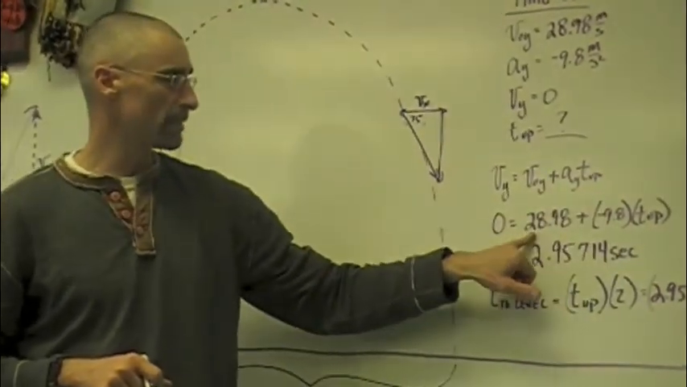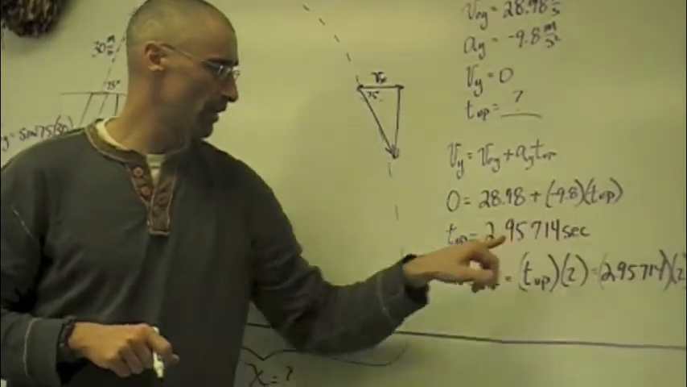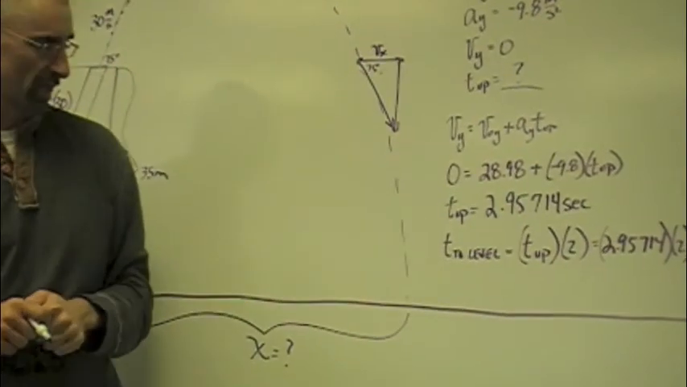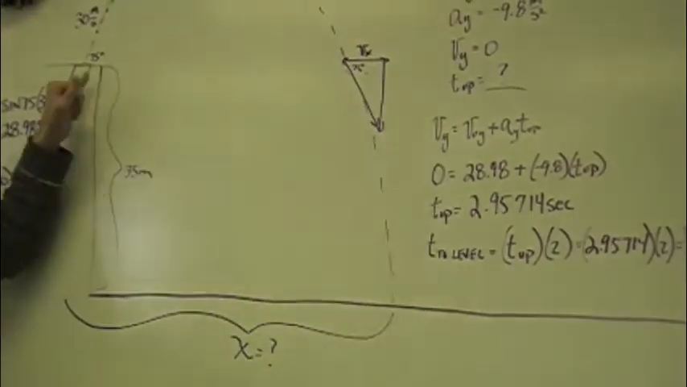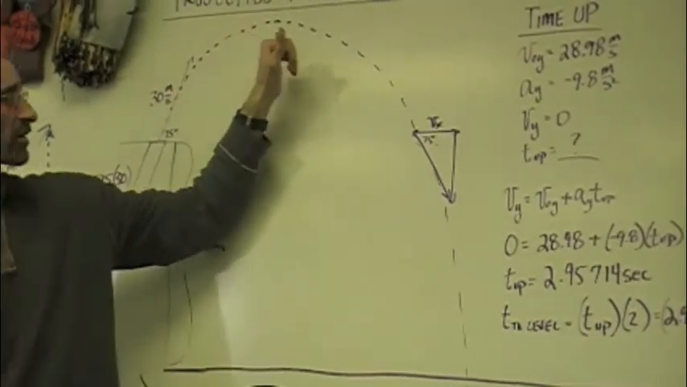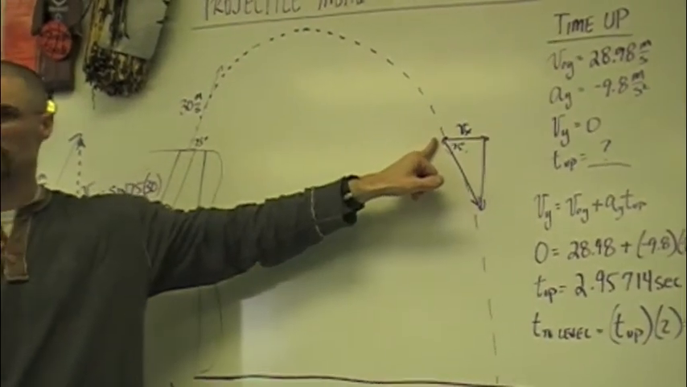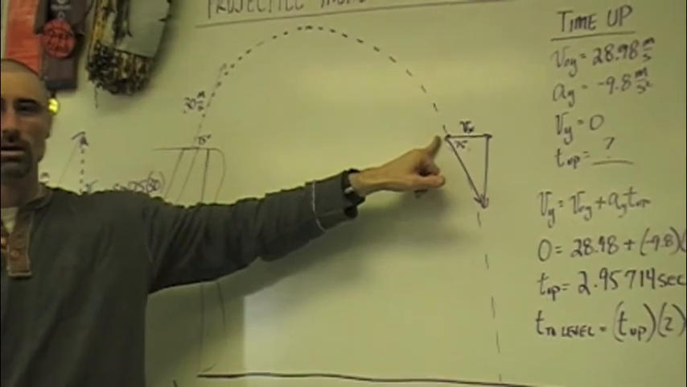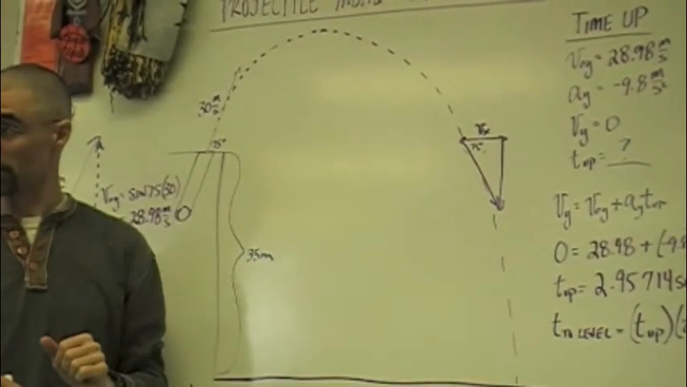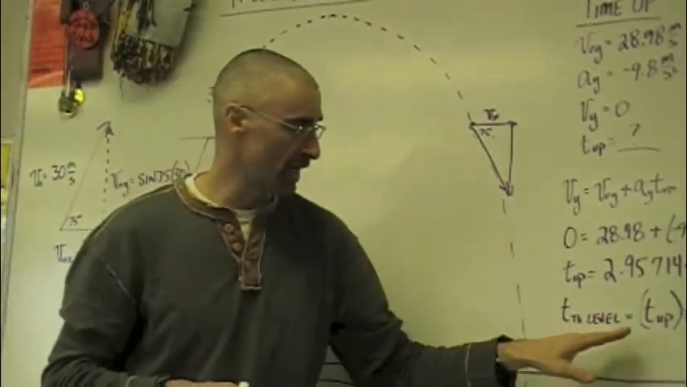We plug the numbers in, and we come up with a time up equal to 2.95714 seconds. Now guys, if that's the time up, if we wanted to find the time from here to that point right there, we just have to do what? Multiply it by 2, because time up equals time down, right? Okay, so you'll notice I multiplied it by 2.